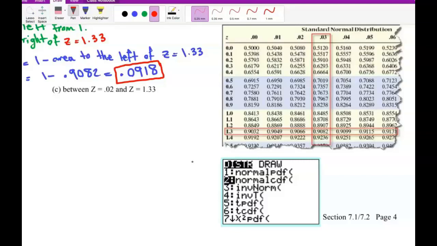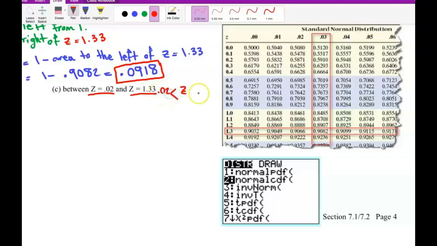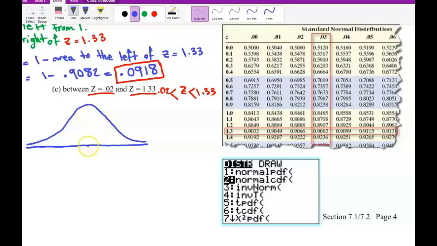Okay, now part C. We need to find the area between these two z-scores. The first one is z equal to 0.02 and the other is 1.33. So z between 0.02 and 1.33. For this part, I'm showing how we can find the area between these two z-scores. Okay, so in between.